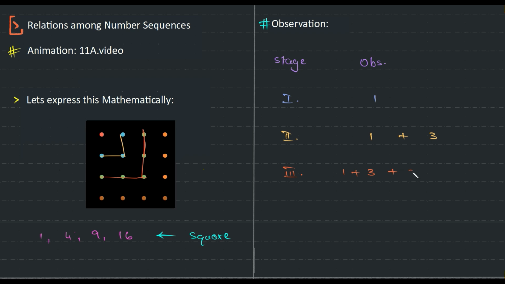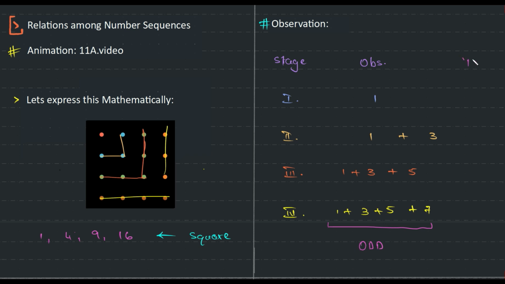There are green ones, there are 5 dots. So in the next stage, 1 plus 3 plus 5 dots, right? To this group came 4 plus 3, 7 dots. Is it not? Now, can you see this set of numbers? How are they? All of these are odd numbers.